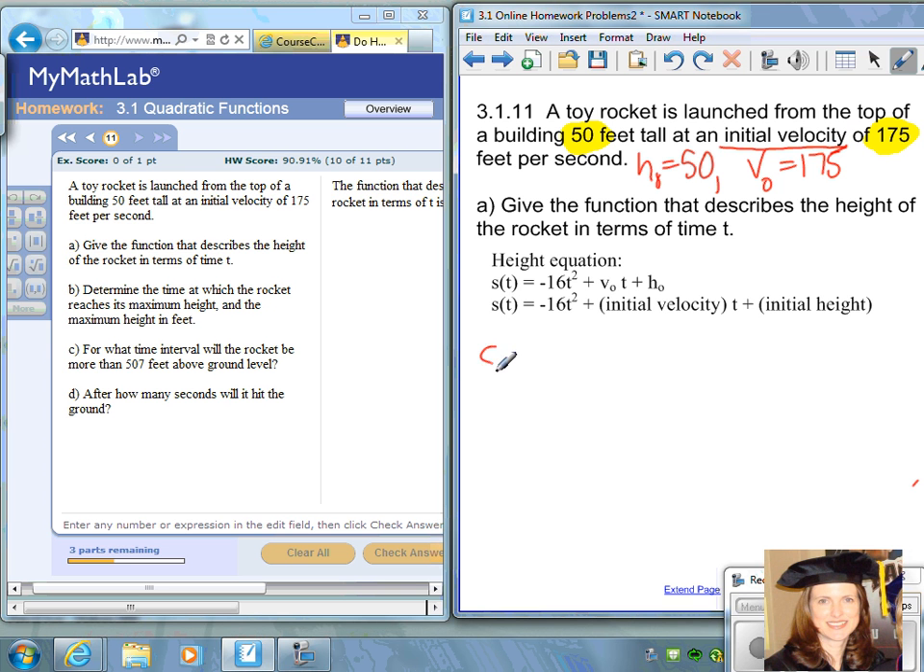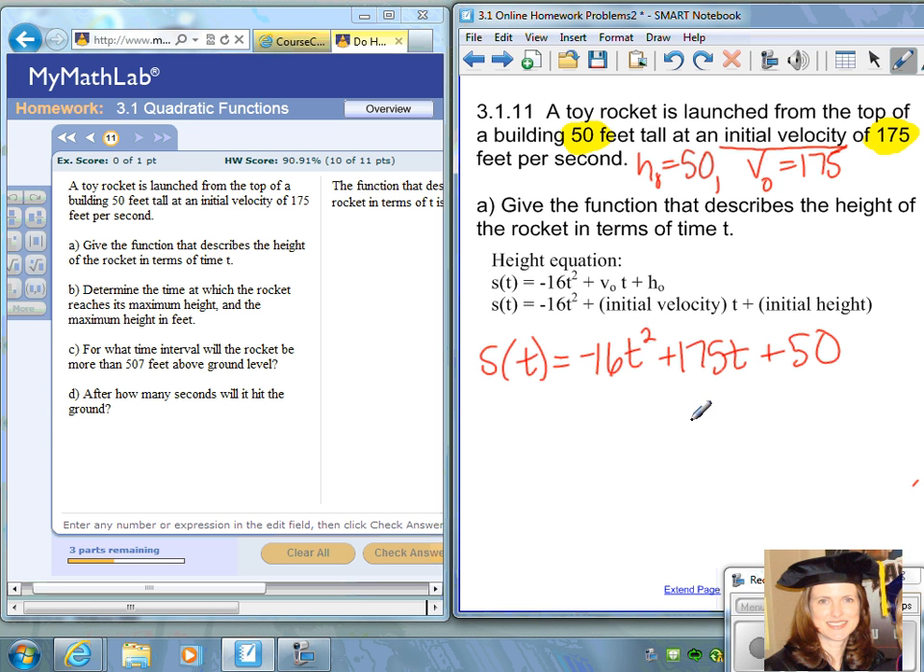By plugging those in to S of t, we get our function that gives us the height of the rocket in terms of time. So we replace that initial velocity with 175, use the t, and then the initial height for my example is 50. This is the answer for part A. That's what they're looking for.